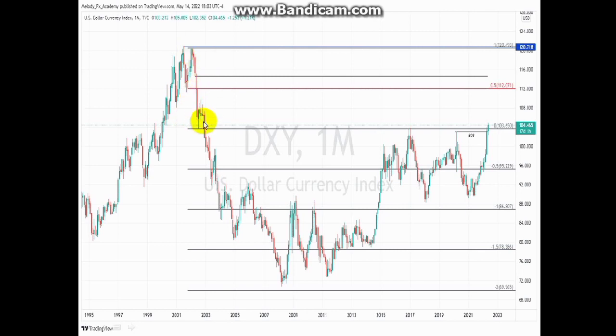So we are anticipating price to come at a certain time to fill this up. Now, looking at this range from this high to this low, you can see that price never reached for equilibrium.